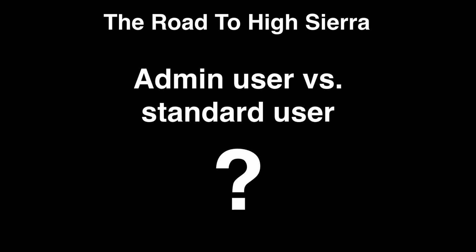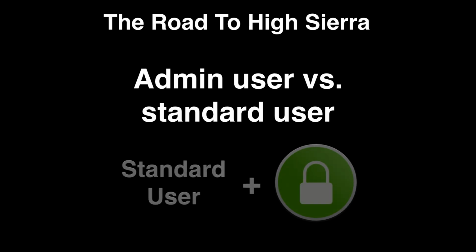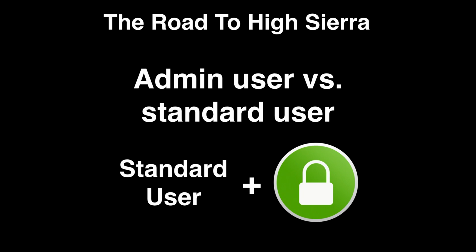Now another change was to resolve the dilemma of giving folks admin rights or not. Our answer is to use standard users by default and ensure that the Privileges app is installed. This means that our users run as standard users the vast majority of the time, but when they need admin rights, they can get it right away.